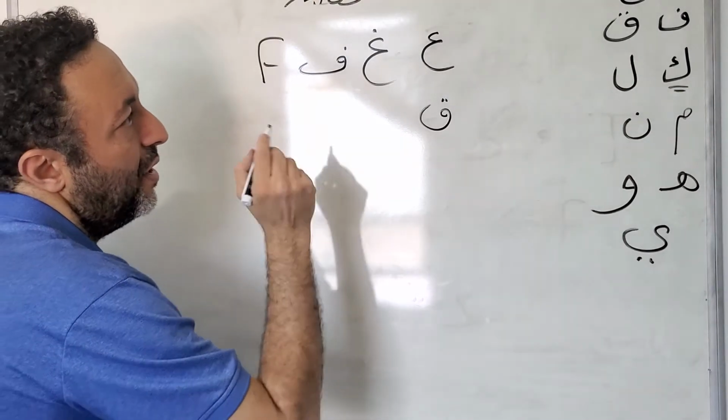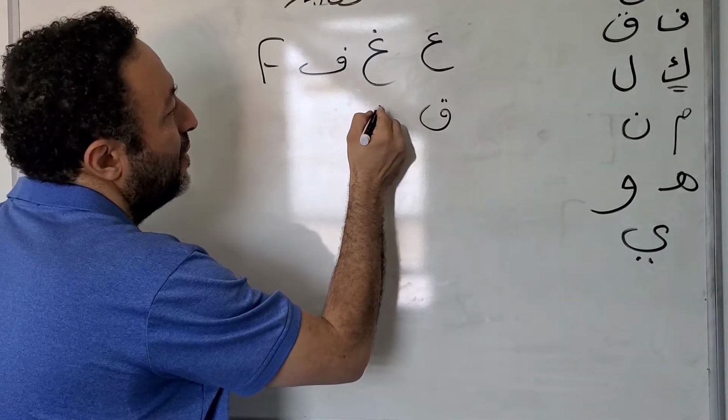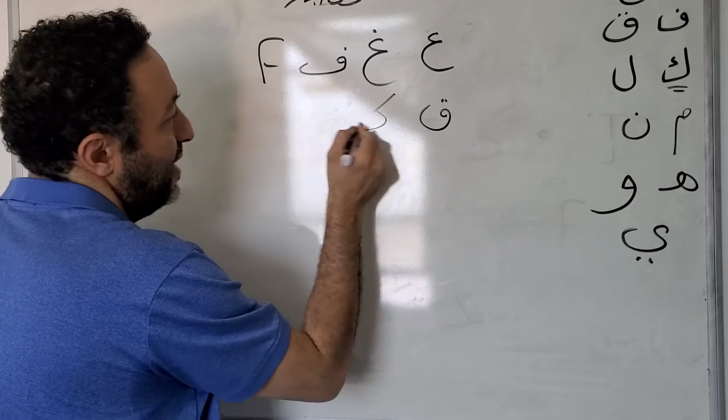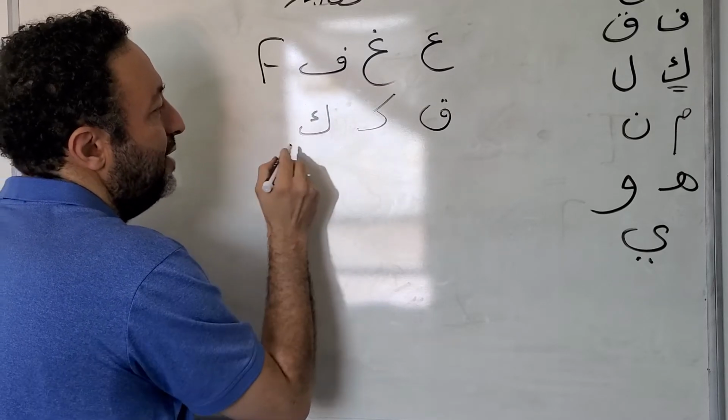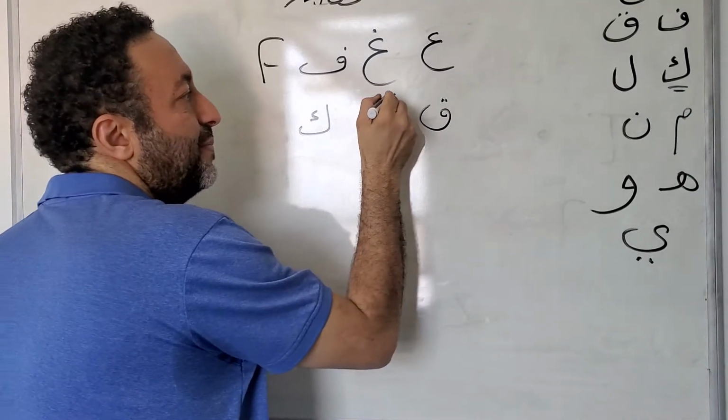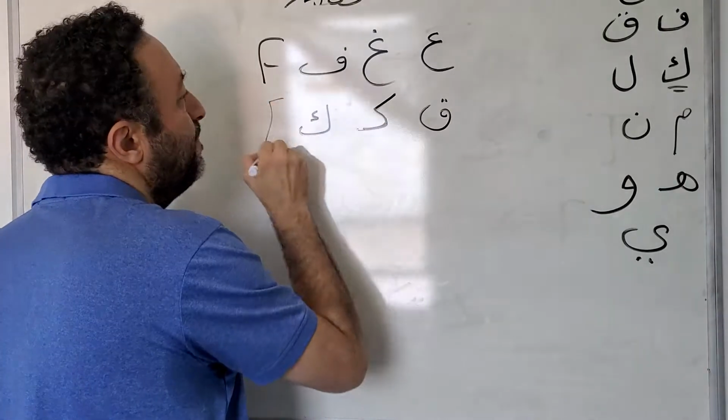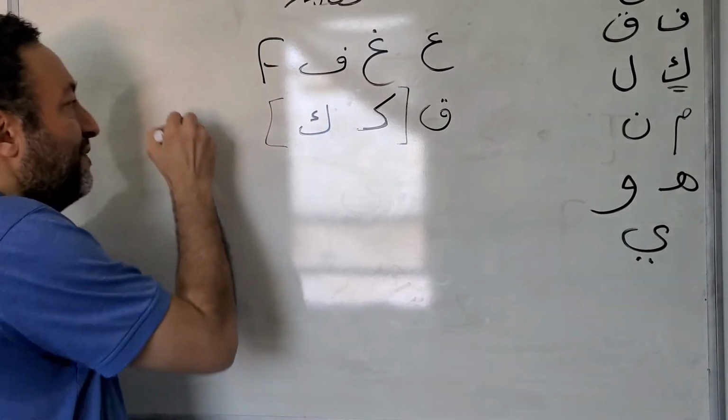And then we have Fa, Qa, and then we have Kaf. You can either write it down like this, Kaf, or like this. This is at the end of the word. Sorry, this is at the beginning. It's the same letter. Kaf.